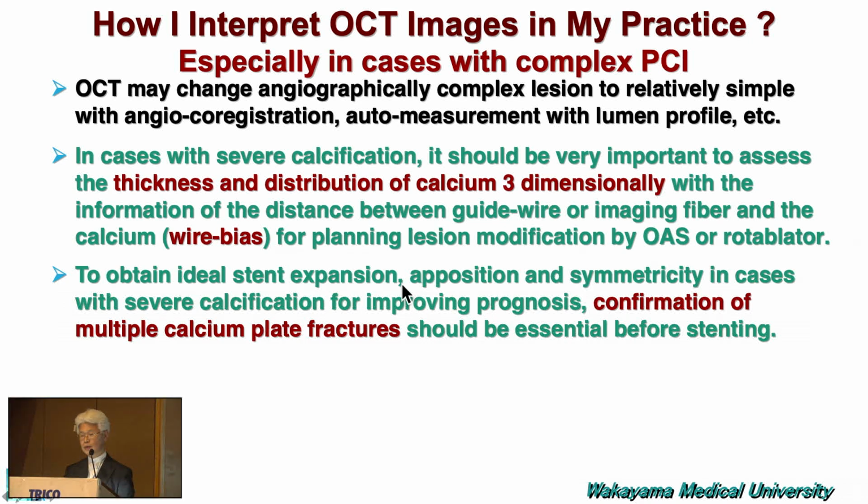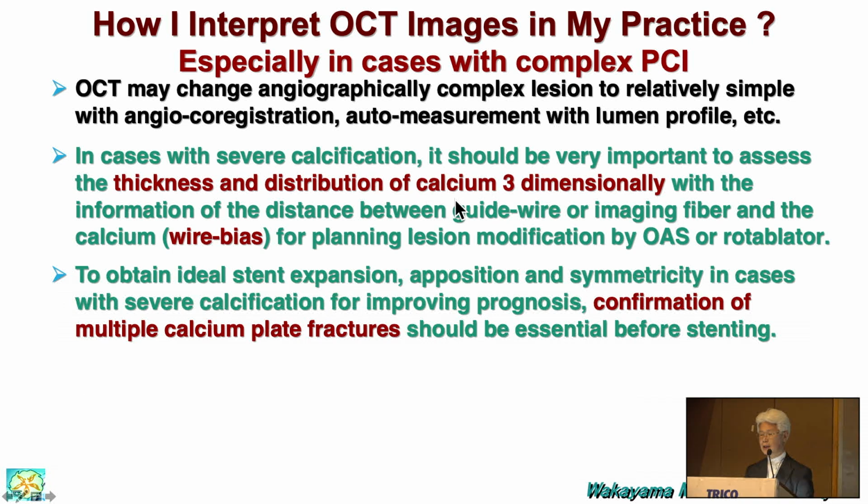So I would like to say, in case of severe calcification, it is very important to assess thickness and distribution of the calcium 3-dimensionally, and with the information of the distance between guide wire or imaging fiber and the calcium, plan lesion modification by orbital atherectomy or rotablator to obtain the ideal stent expansion, position and symmetricity in case of severe calcification for improving the prognosis. Confirmation of the multiple calcium plate fracture should be essential before stenting, right?